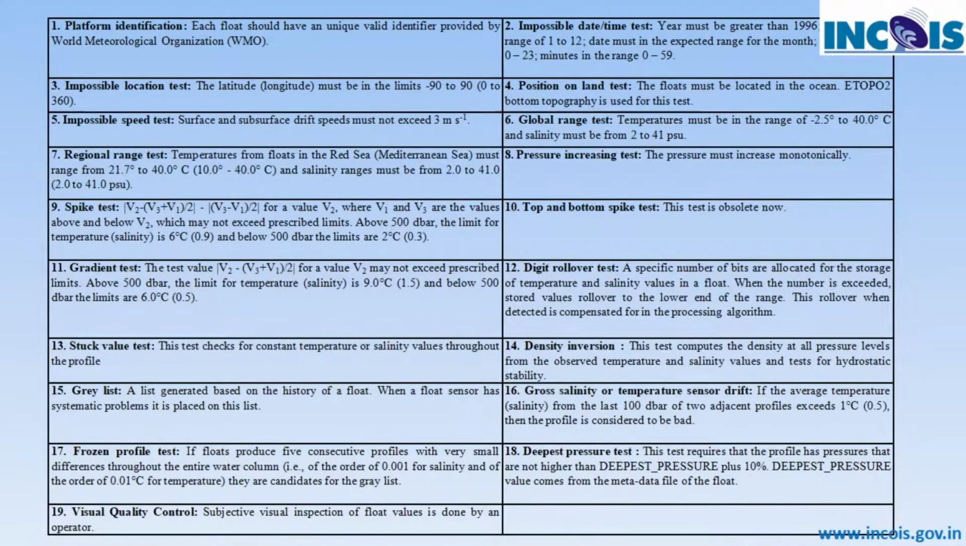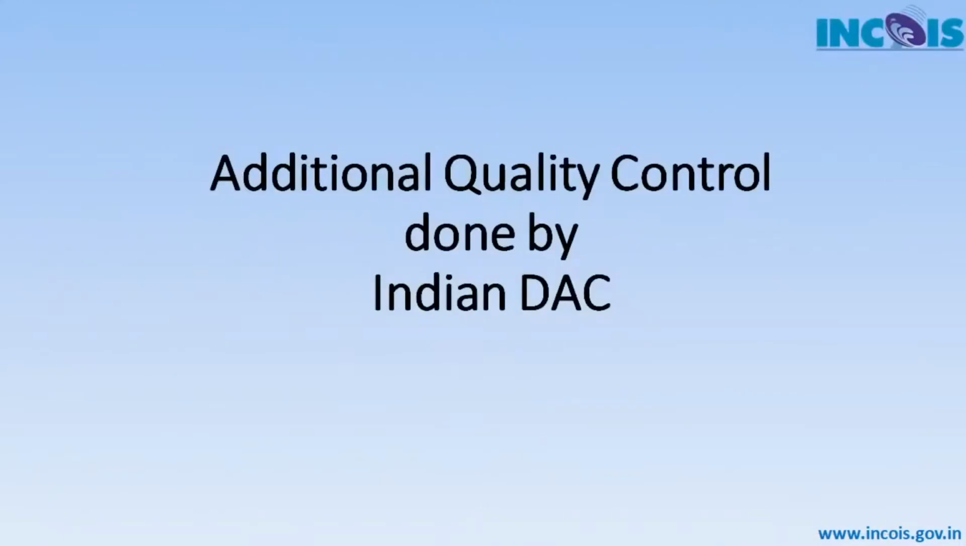So these are those 15 plus those 3 initial position tests and WMO ID tests and things like that. These are the tests prescribed by the ADMT, which each of the profile data is passed through. And apart from this, we also do a lot of additional quality control so that the data from these floats is really of scientific quality.